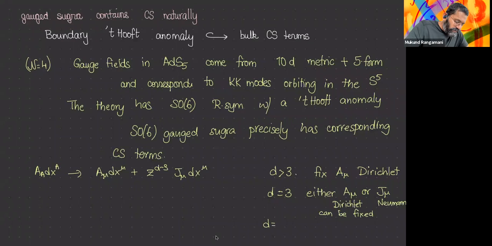The other statement I wanted to make is in D equals 2, only fixing j mu is allowed. You're only allowed to use Neumann boundary conditions, if you're talking about Maxwell fields in AdS3.